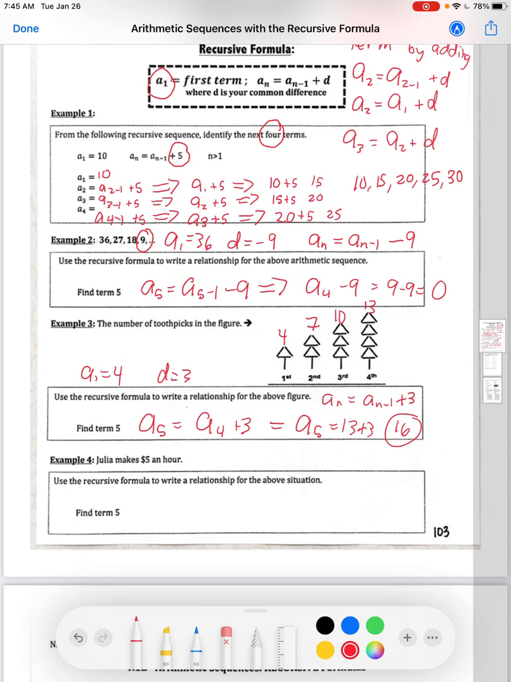All right, we'll go ahead and do the last example. Julia makes $5 an hour. Let's go ahead and just list out how many she would make. So in the first hour, she'd make $5. In the next hour, she'd make 10, and so on, and so forth.